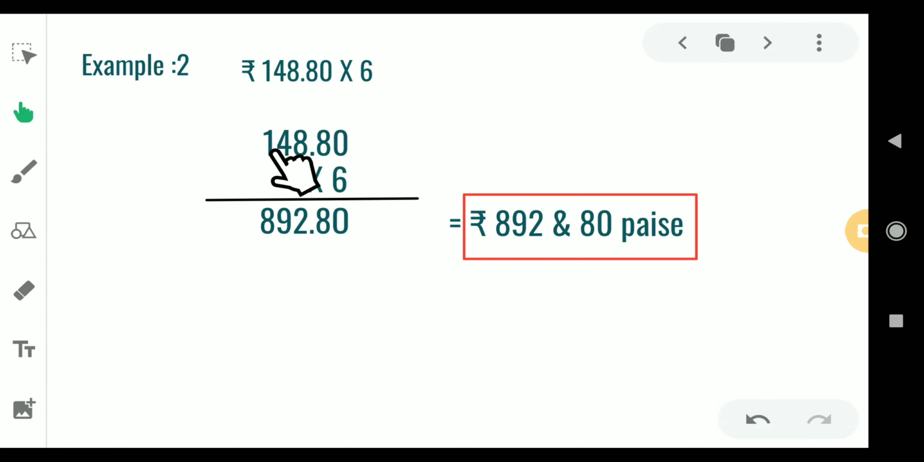So finally 6 times 1 is 6. 6 plus this 2 is 8. So we got the product as 89280. But just look at the original number.